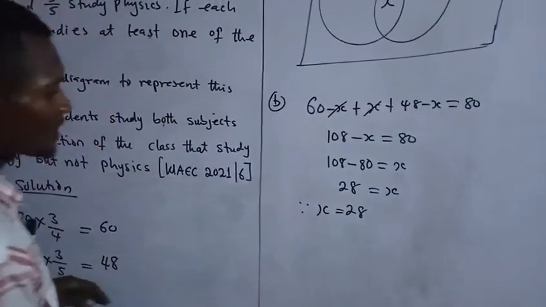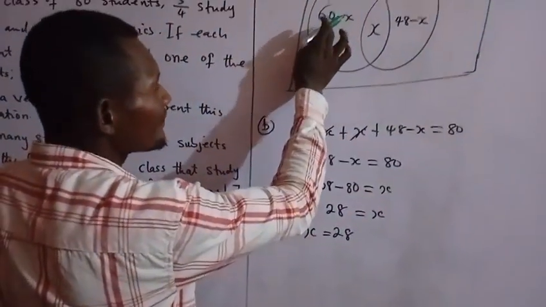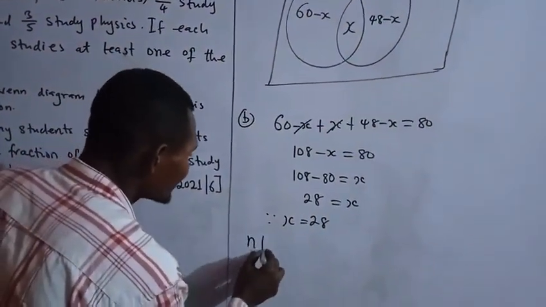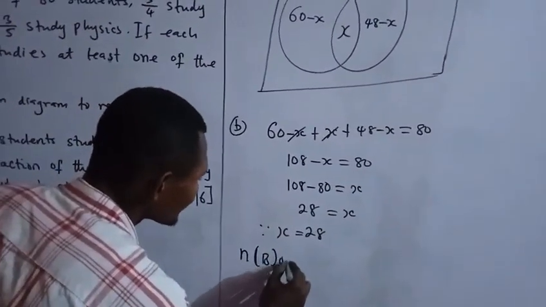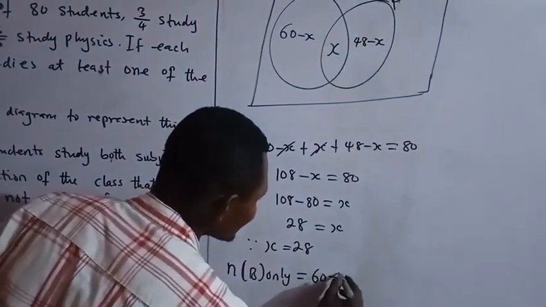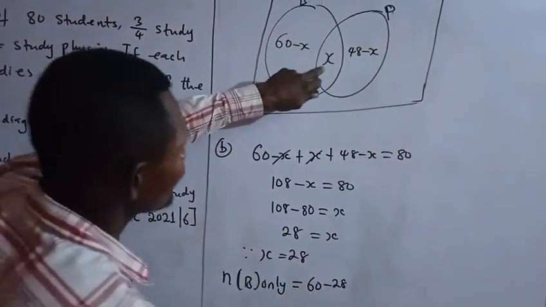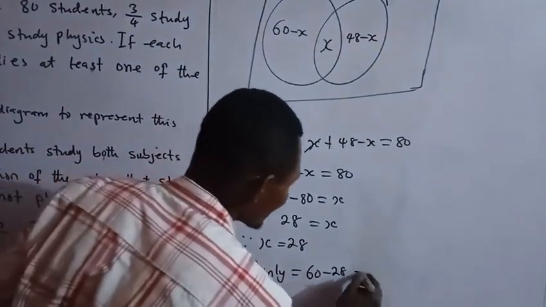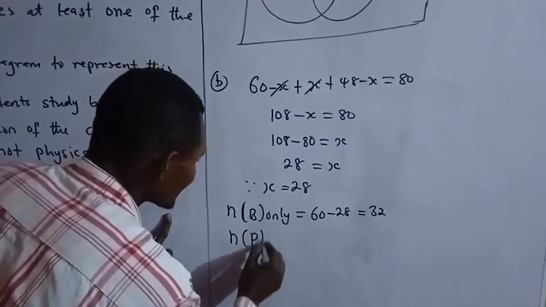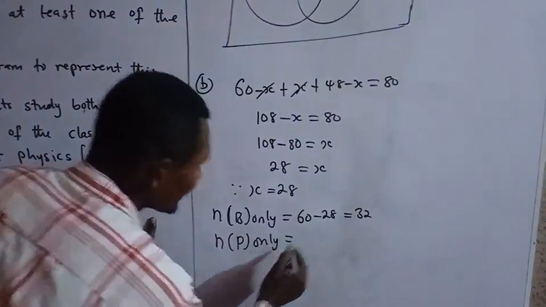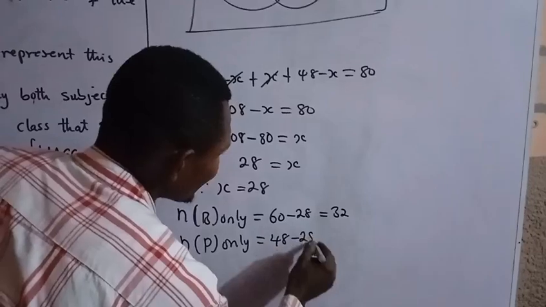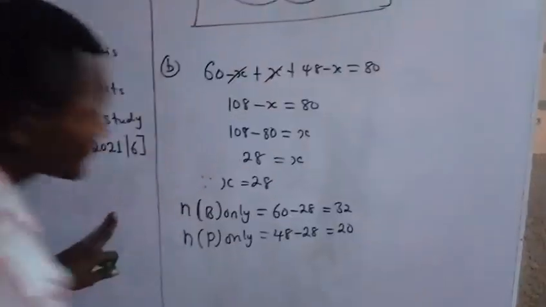Now, to solve the last question, let's find the number that study only biology, and then the number that study only physics. So the number that study only biology is equal to 60 minus 28, because we have already gotten the value of x. And 60 minus 28 will give us 32. Therefore, the number that study only physics is equal to 48 minus 28, and that will give us 20.